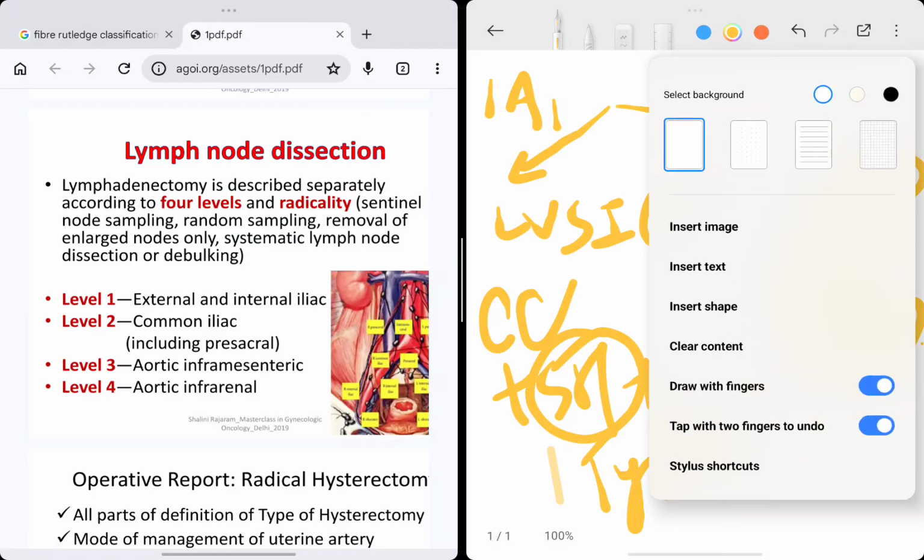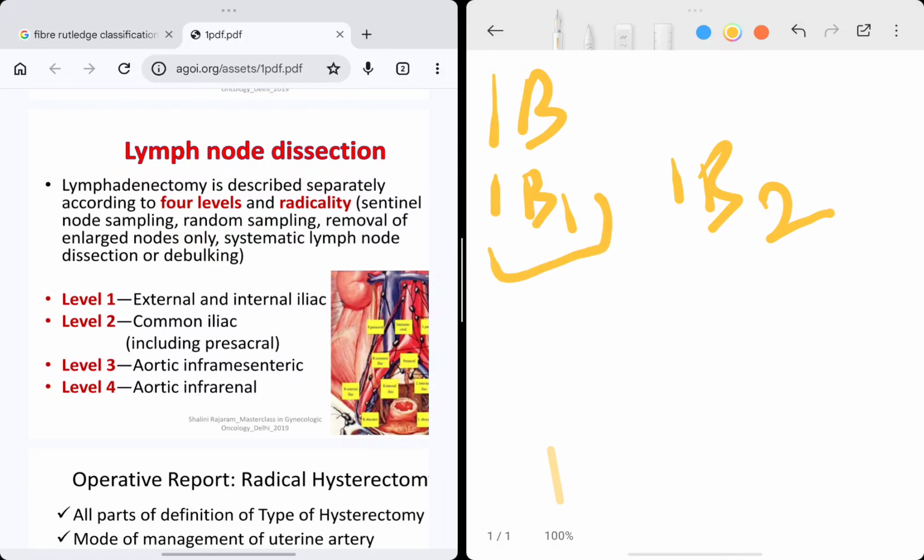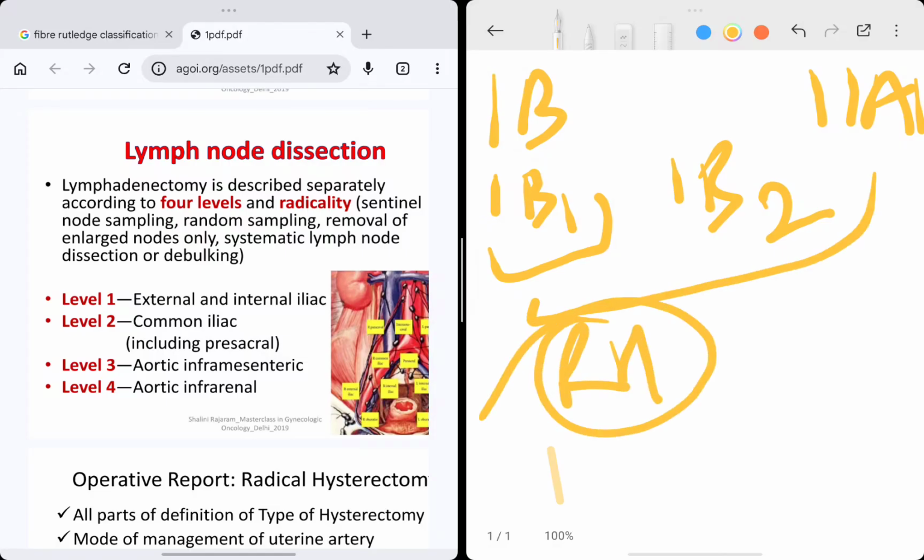Now in stage 1B, we divide stage 1B according to early stage cervical cancer into 1B1 and 1B2. So for stage 1B1, 1B2 and 2A1, where the size of the lesion is less than 4 cm, here also what we offer is radical hysterectomy, and along with that pelvic lymph node dissection should be done.